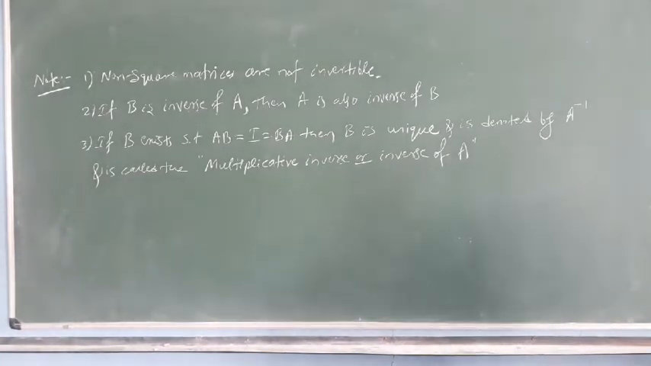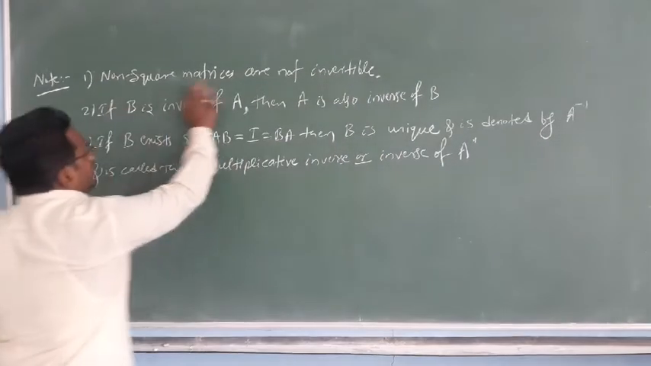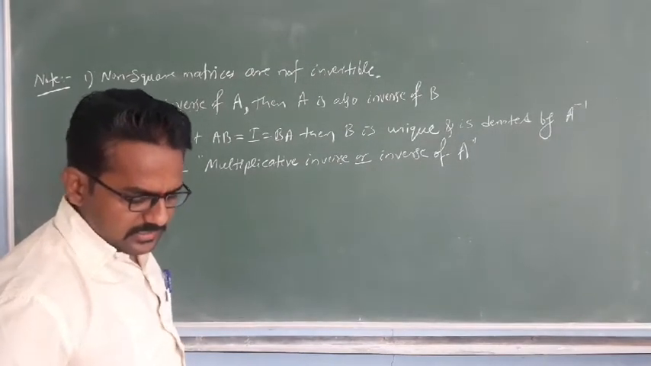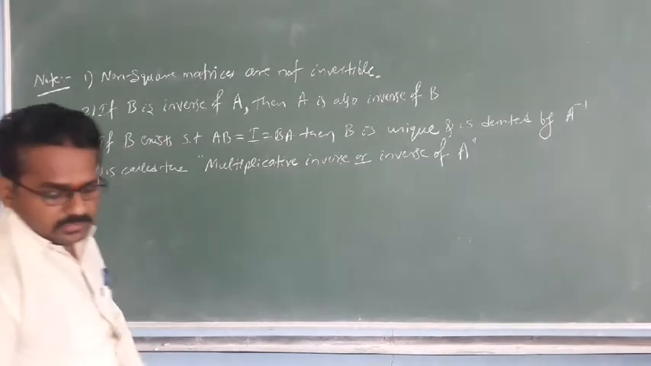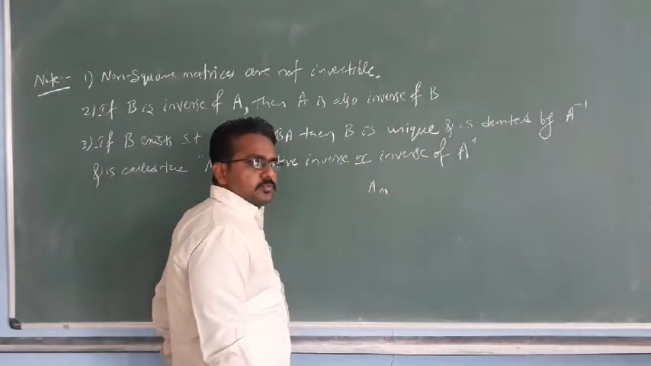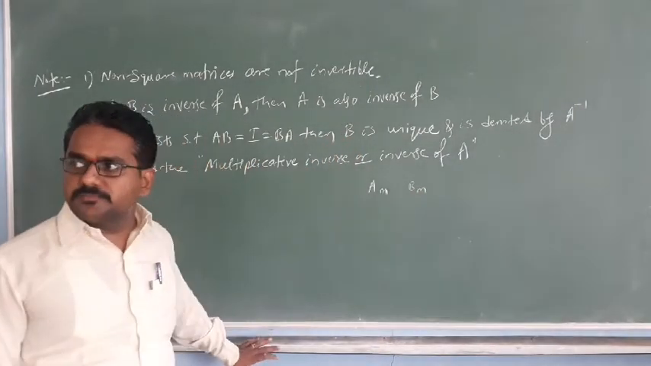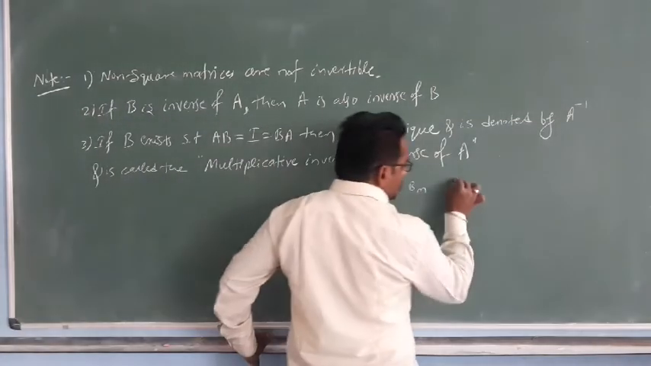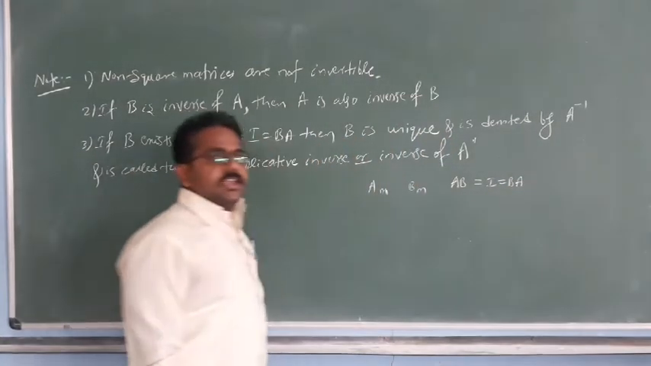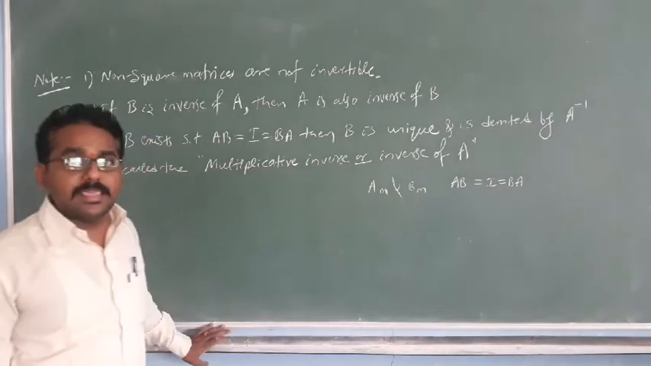The next important statements about the invertible matrix, students. The first one is non-square matrices are not invertible. Why? Already in the definition I mentioned A is a square matrix of order M, that is M by M, and B is also a square matrix of order M. We took the product AB and BA. If it gives the identity matrix of order M, then we say B is the inverse of A, denoted by A inverse.